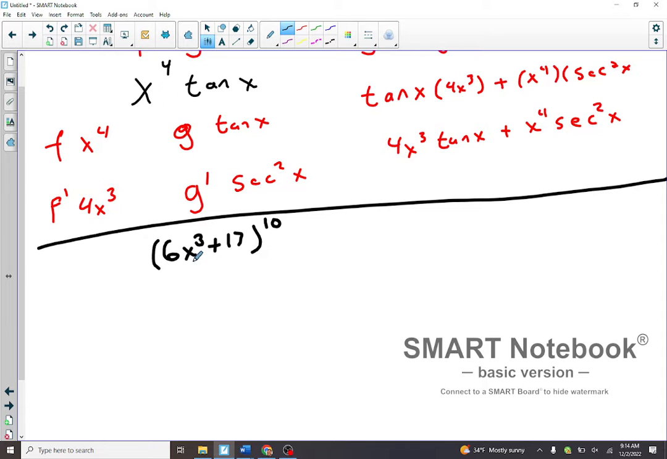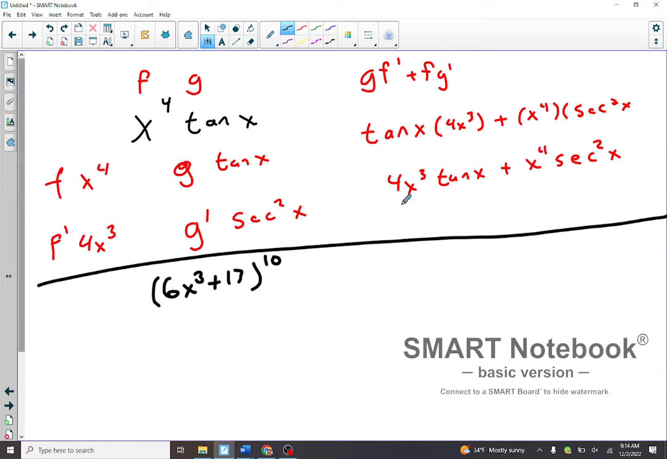Question. For the x to the 4th times tangent x, there should be another parenthesis. This could technically have parentheses on the other side. Oh, you're right. I forgot that one.